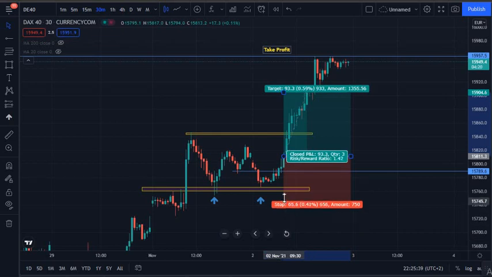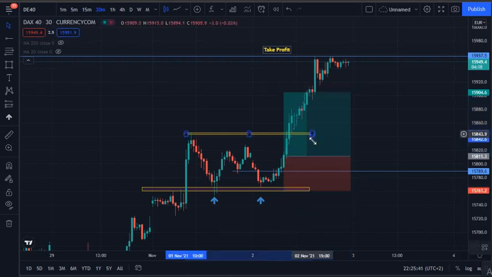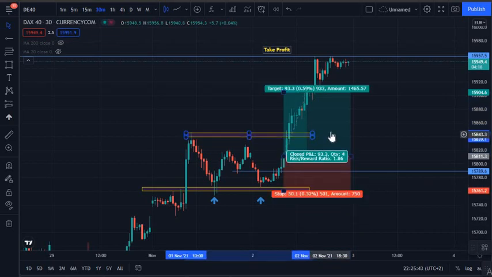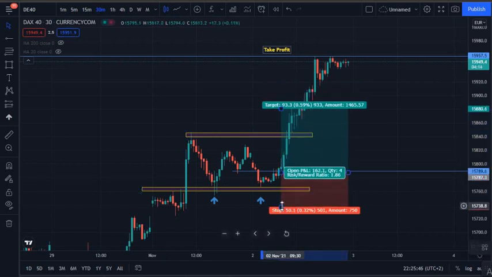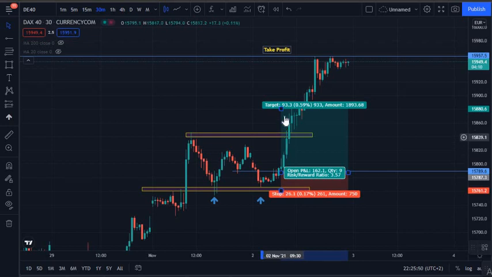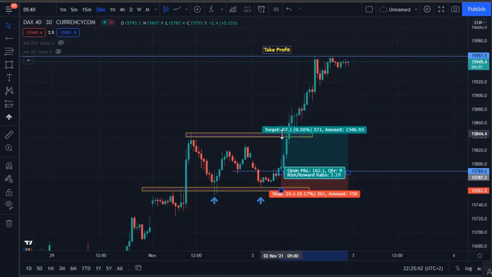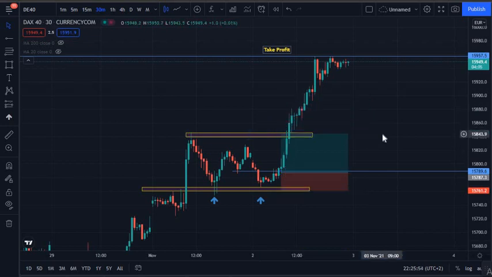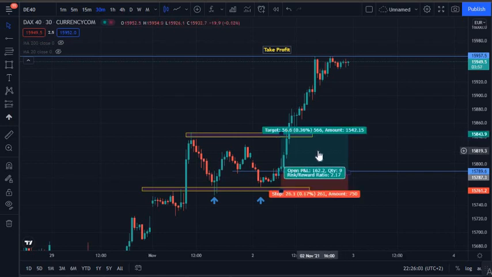This is what we did. This was how the trade played out, because we didn't know if price was going to push to the upside. This is how it did. This is how we played out the trade.